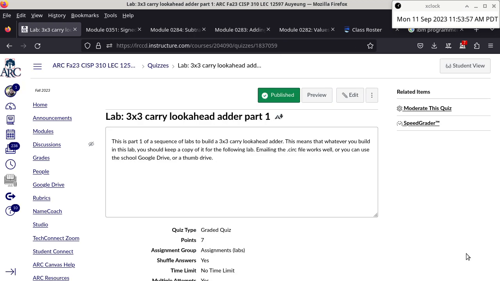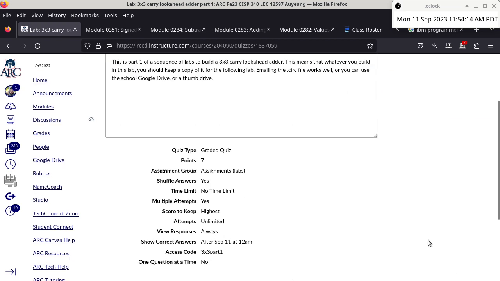All right, so it's up to you guys. Stay here, work on it, and ask questions while I'm still here, or continue to work on it once we are done with this lab time. Yep. What is the access code? Right, I forgot about that too. All right, so the access code is 3x3 part 1.